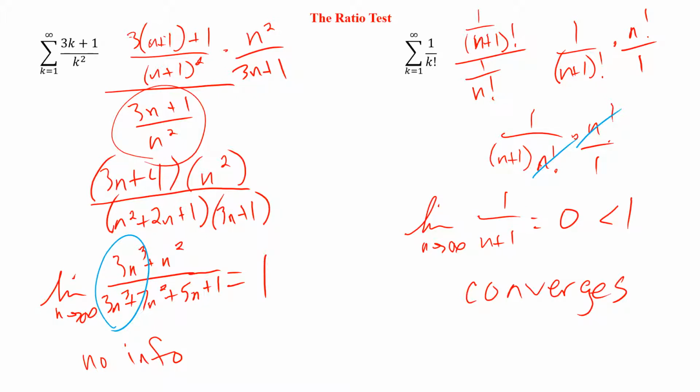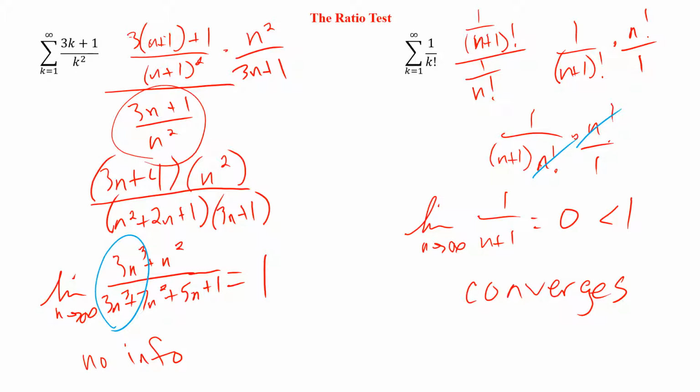So that's the ratio test. It's really stuff that we've been doing already, looking at other things, but it's an official test that we can use to tell whether or not these series converge or diverge, or if we need to use a different test.